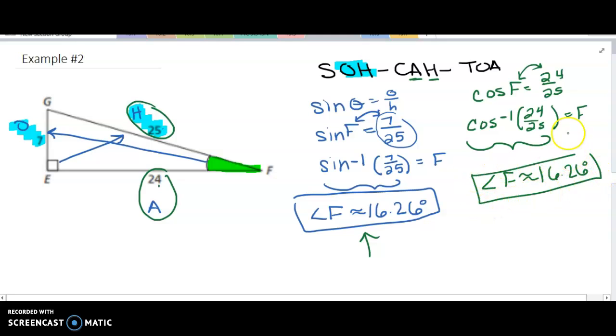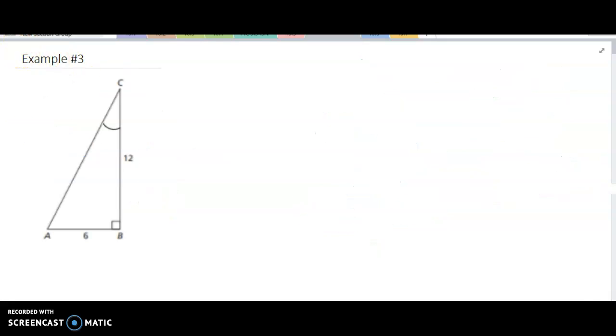Okay, and you'd get the same thing if you did it for tangent as well. I just want you to know, you do get the same thing for all three. And the only reason we could do all three, sine, cosine, and tangent, here is because we knew all three sides. All right, I want you to go ahead and do this example on your own, and then we will go over it.